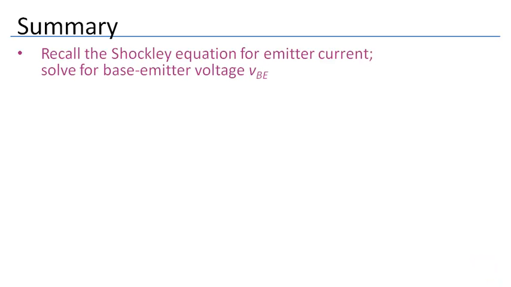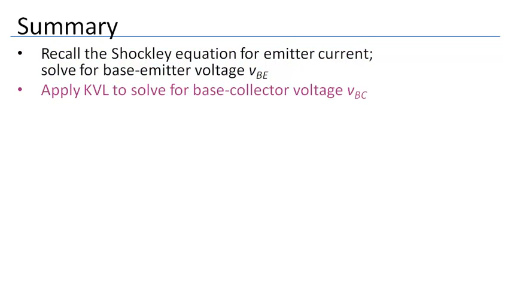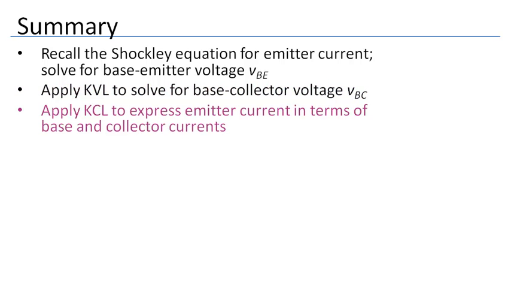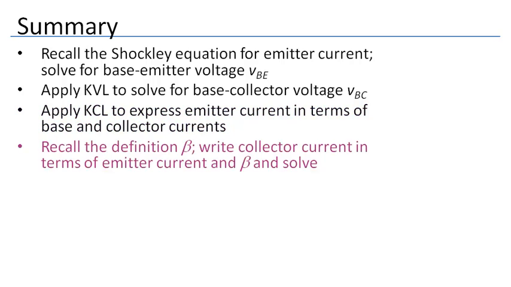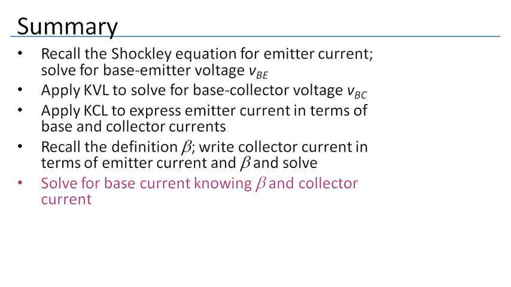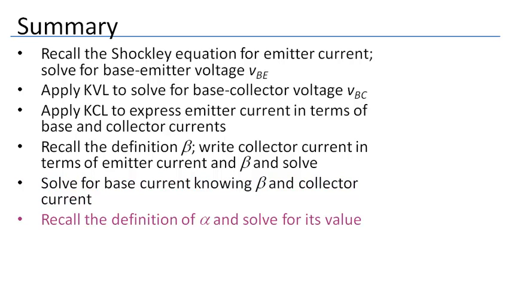All right, let's review the problem-solving approach we followed. First, we recalled the Shockley equation for the emitter current and then solved for the base emitter voltage VBE. We then applied KVL to solve for the base collector voltage VBC. We then applied KCL to express the emitter current in terms of the base and collector currents. We recalled the definition of beta and wrote the collector current in terms of the emitter current and beta and solved. Then we solved for the base current knowing that beta and the collector current are related. And finally, we recalled the definition of alpha and solved for its value.